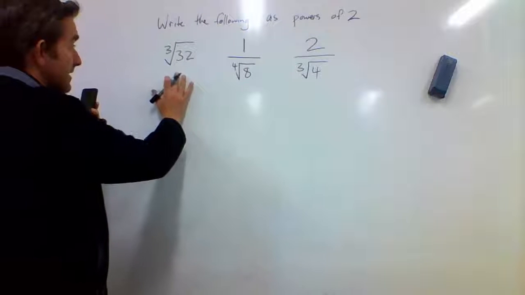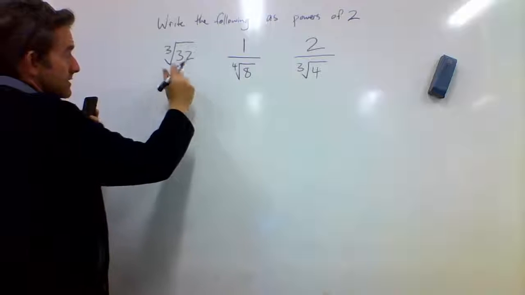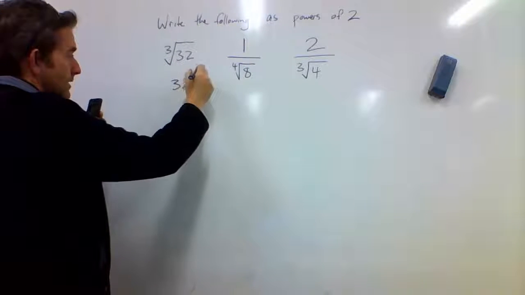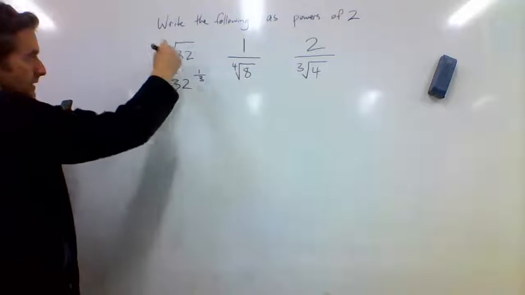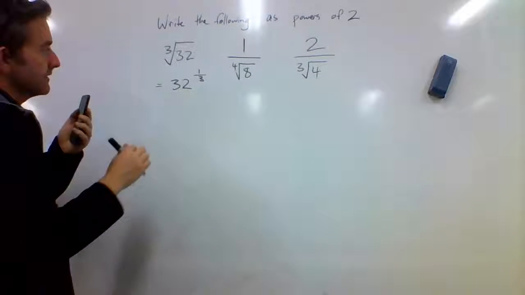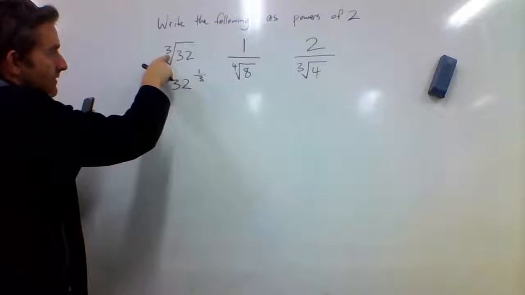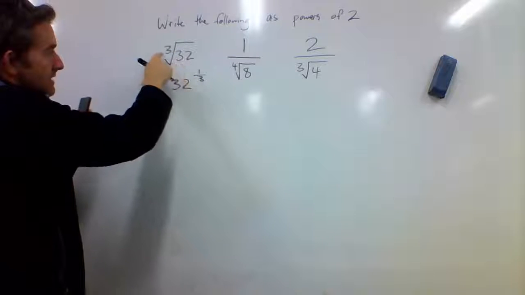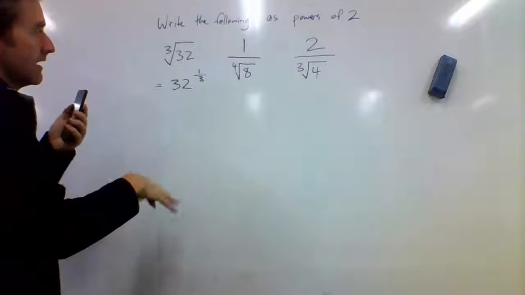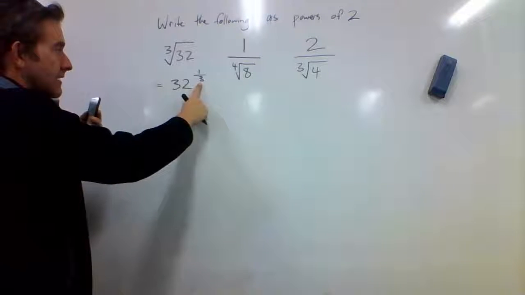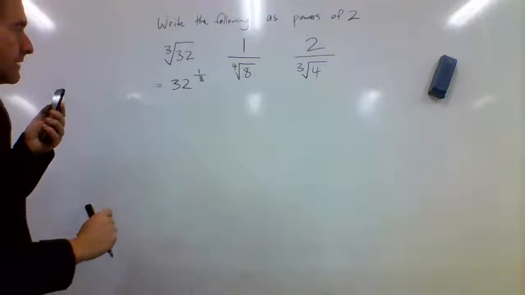In the first one here, now a cube root is the same as 32 to the power of a third. So remember the rule for radicals like that: the fraction is whatever the number is out here. So 3 means it's a third. If it didn't have a number there, that would be a square root, so that would be a half. Okay? And likewise, if you ever see a fractional power, you could rewrite it as a root. So let's have a look at this.